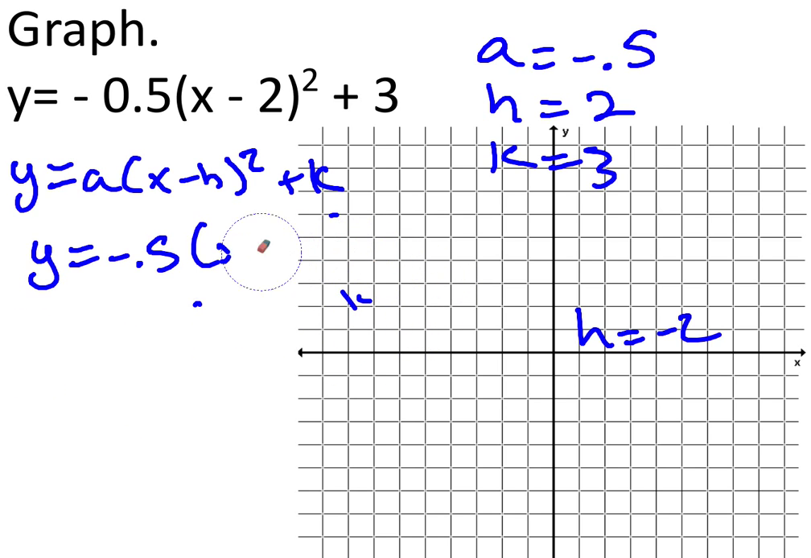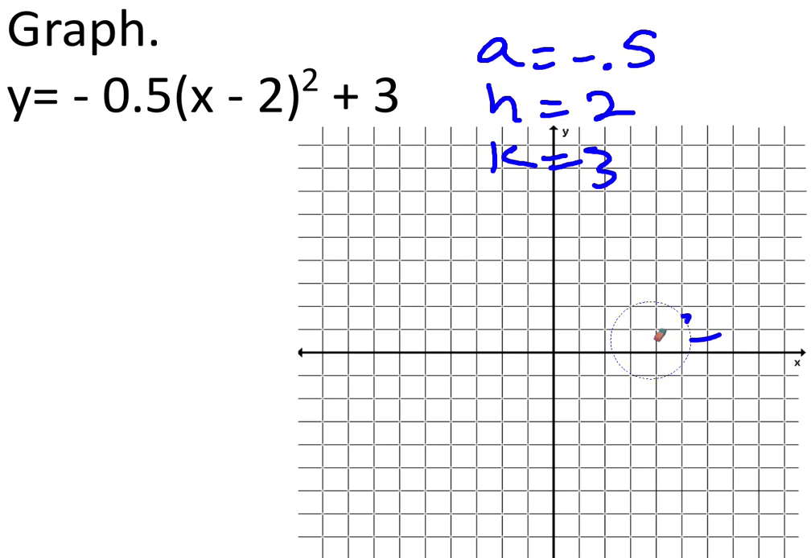Alright, so let's erase this. So we have our a, our h, and our k values, so we can write our vertex. Our vertex is at the point h comma k, which is 2 comma 3. Our a is negative 0.5, so that means we're going down. And let's sketch the axis of symmetry.